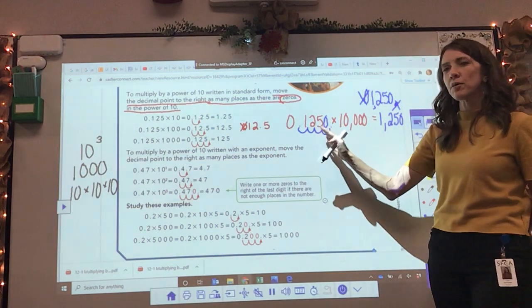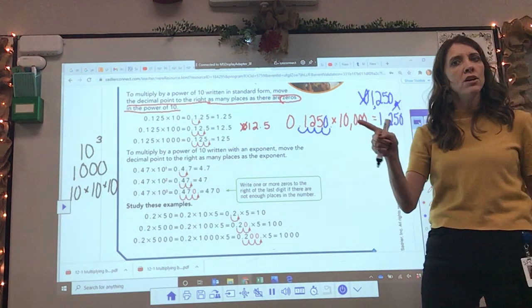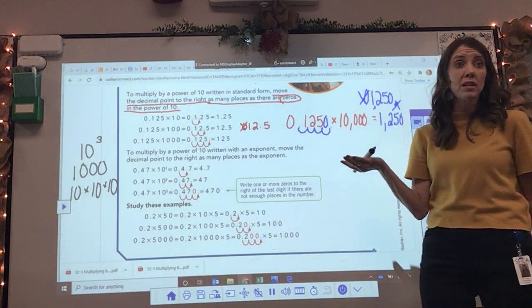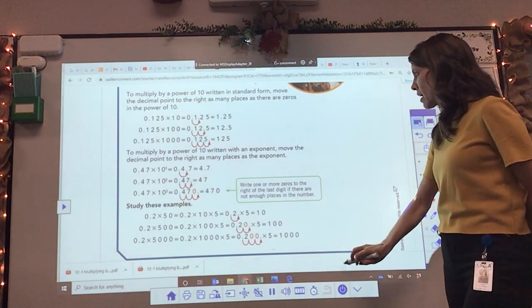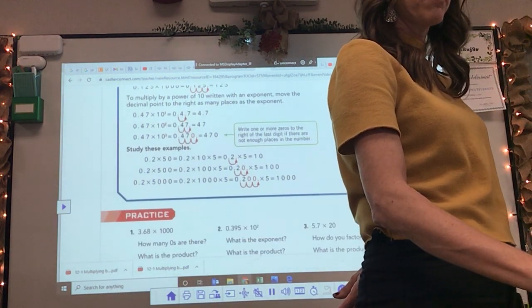And it's not hard. Again, it's not even computation, it's just remembering: multiplying by a power of 10, move the decimal to the right the same amount of times as the 0. And you should end up with a larger number because you're multiplying. But now, let's look at this. That is how to multiply by a power of 10 when it is written as a standard number.